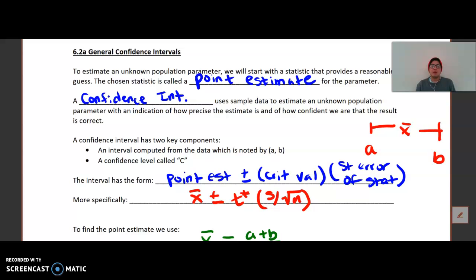We then will use this point estimate to construct a confidence interval, which uses the sample data to estimate an unknown population parameter with an indication of how precise the estimate is and how confident we are the results are correct. Thus, we have the two components: the interval, which we compute and will denote A to B, and then the level of confidence. Are we 90% confident, 92, 95, 99, etc.?